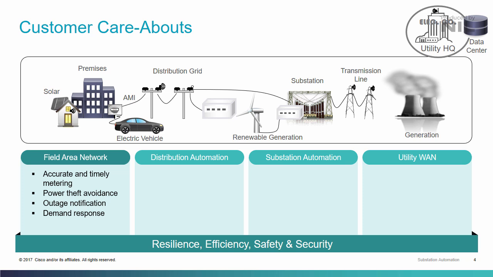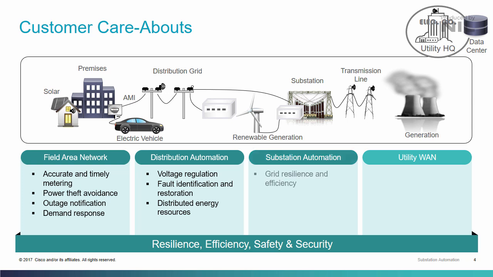Another important part of the network is distribution automation. There, voltage regulation systems are needed so that the electrical grid is functioning correctly. Similarly, as in the field area, you should also have failure notification and self-restore functionality in place. Distributed energy resources are handled in parallel to provide sufficient power. In substation automation, resilience and efficiency are crucial.